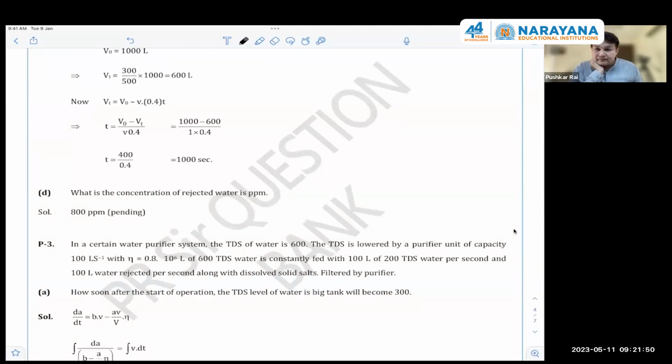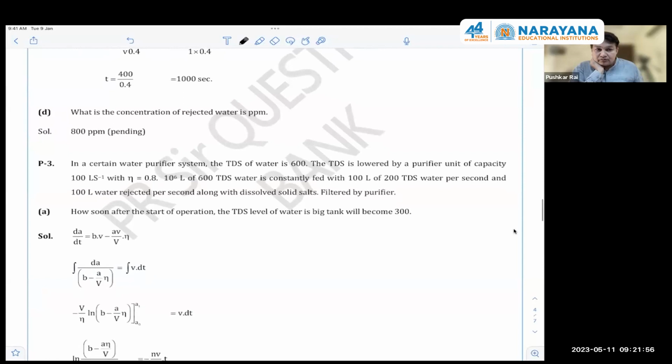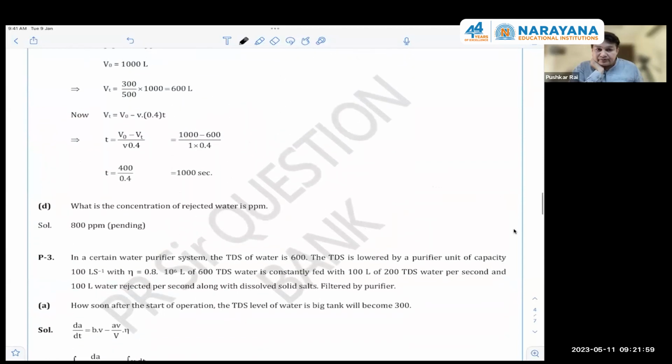All right. Now you can also go ahead. What is the concentration of rejected water in ppm? That is not a big deal to find, because you know how much water is rejected and how much salt has been rejected. Every second, salt is coming out of it. So you know the total amount of water rejected and the total amount of salt rejected. You calculate it and it is going to be 800 ppm. I calculated it on rough but have not written it in the printed solution. You can check it out.